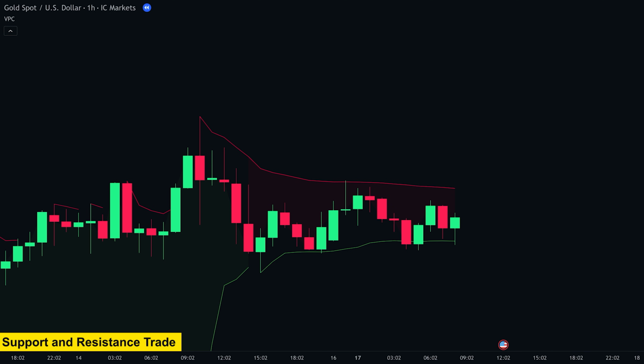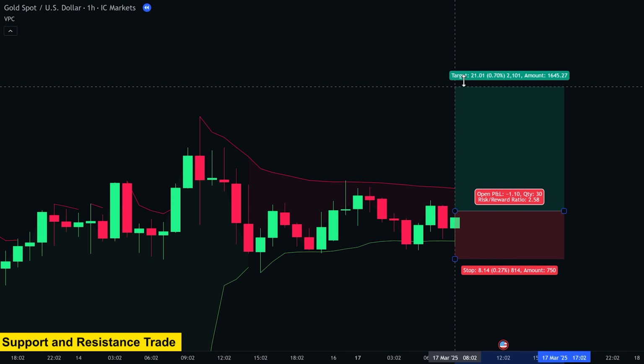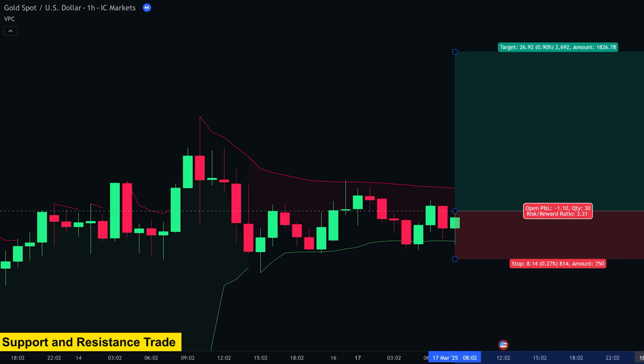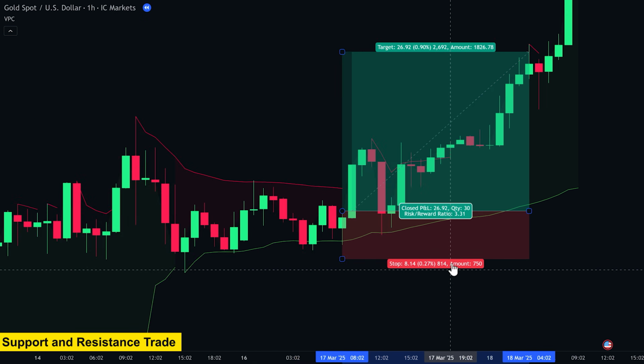If price touches the green VWAP line and creates a rejection candle like this, we can consider entering a buy trade. Set your stop loss just below the lower VWAP line. Set your take profit target at a 1 to 3 risk-to-reward ratio. If you let this trade run, you will most likely hit your profit target.